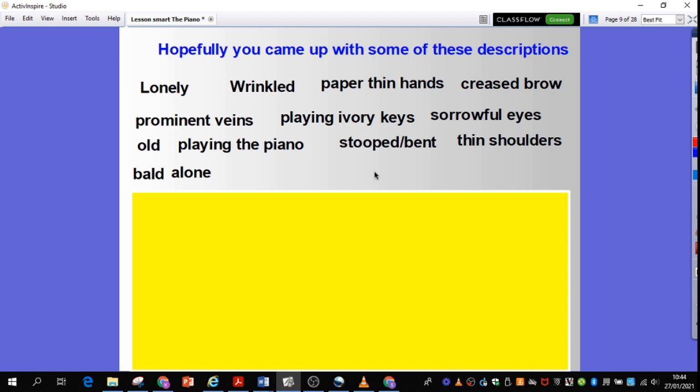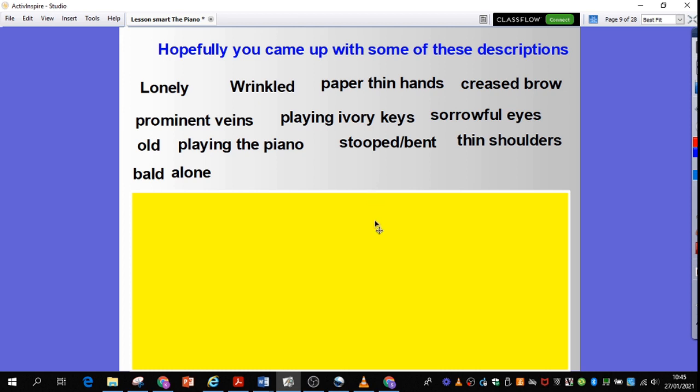So now what I want you to do, because remember we said you're writing descriptive sentence starters, but you're also doing verb sentence starters, I want you to come up with a list of verbs that describe how the man is moving and what he is doing.